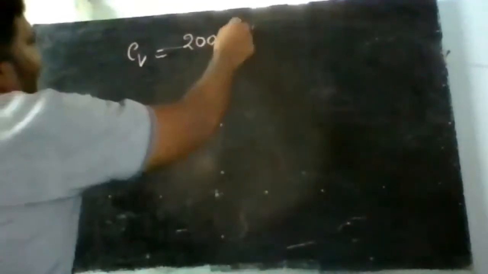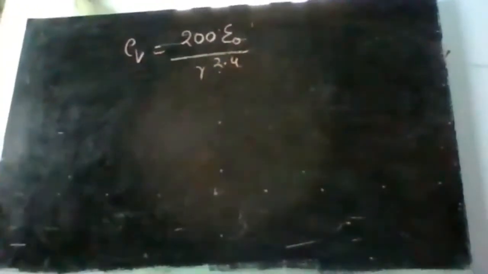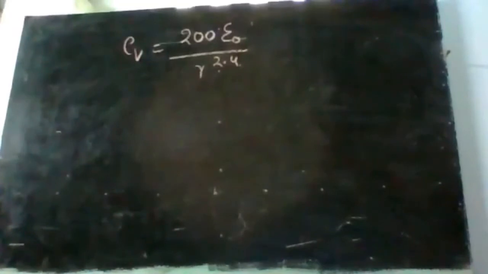Determine the voltage as a function of small r, if the voltage is generated using a volume charge having a charge density rho v, given as rho v is equal to 200 epsilon naught divided by r power 2.4.